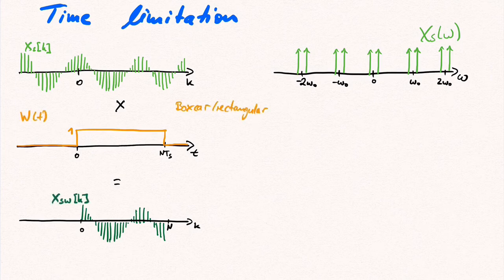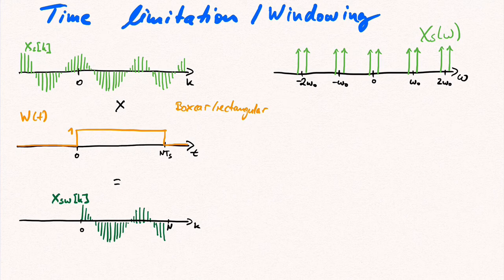This rectangular function is often referred to as a window and denoted by w of t. This particular window is the boxcar or rectangular window. The time-limited or windowed signal is hence often referred to as xsw of k, and the process of time limitation is also often called windowing.